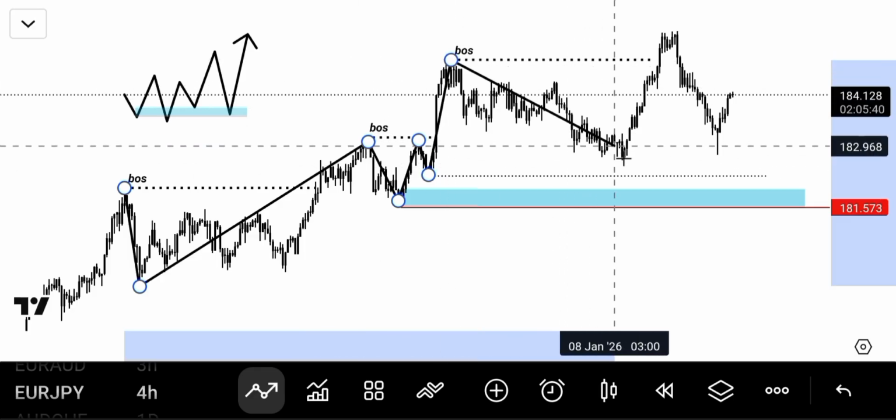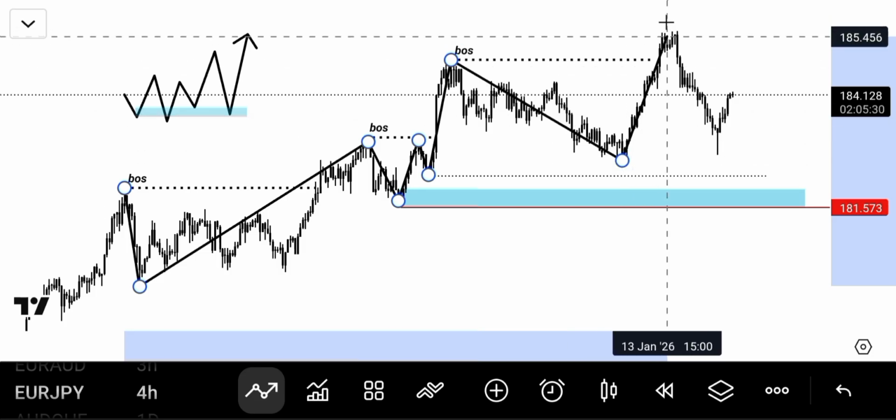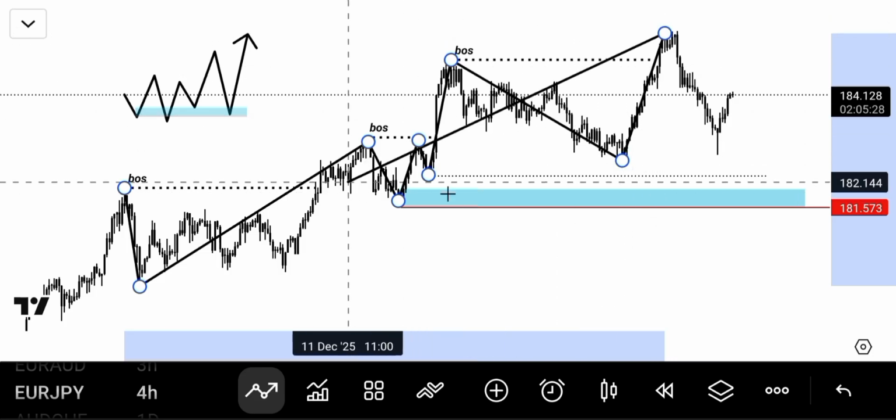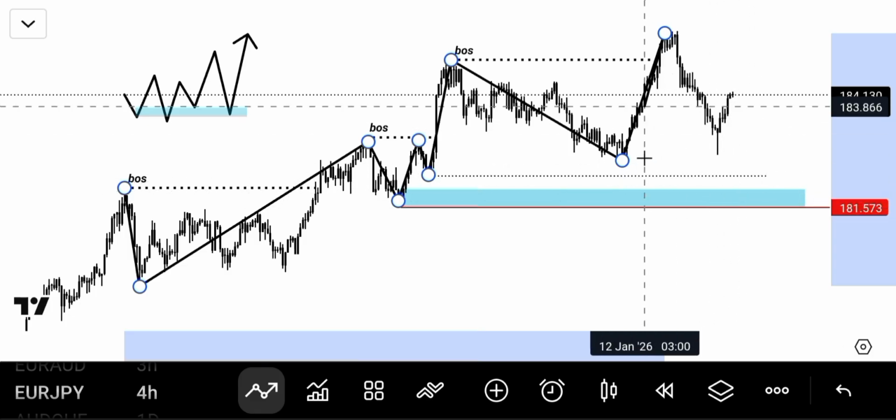So what price did here: price forms a high, and right here price forms a low and breaks structure, forming a higher low. So why do we set our entry at this point? Why do we set this zone here? Why are we interested in this?